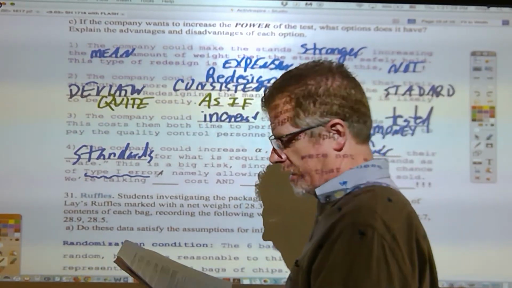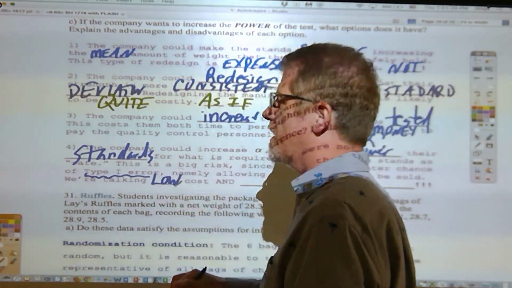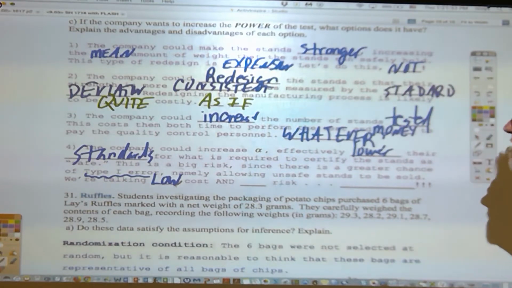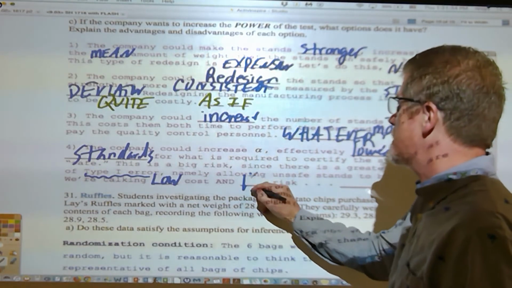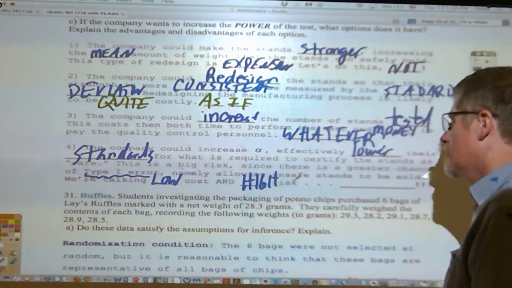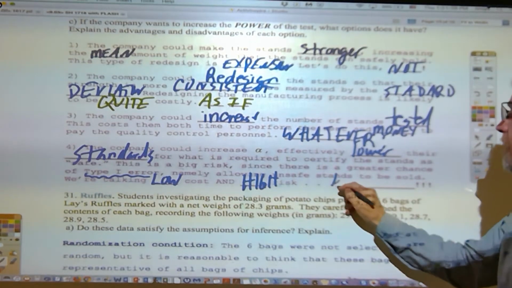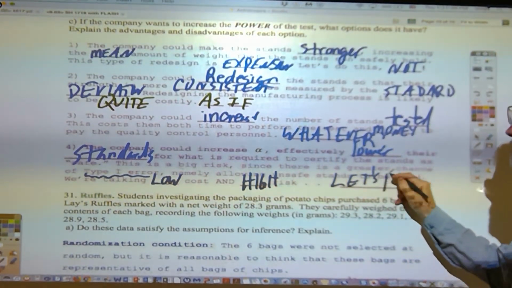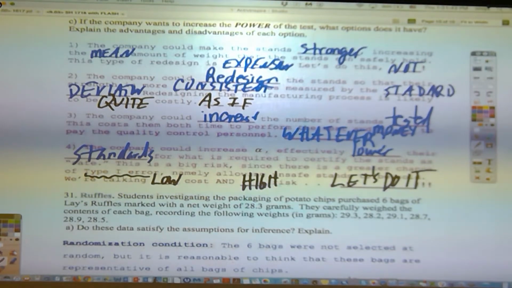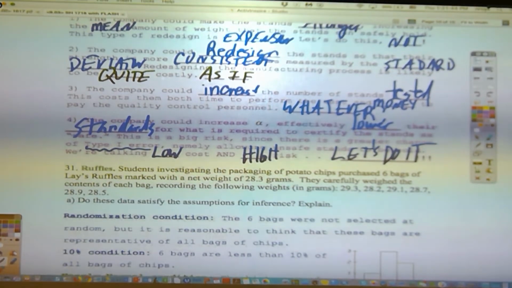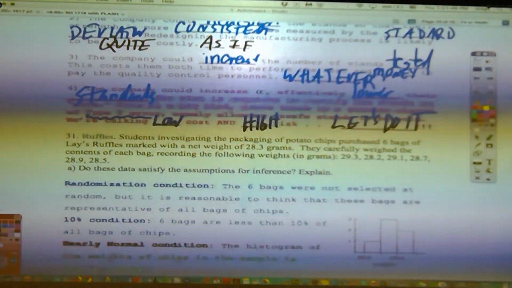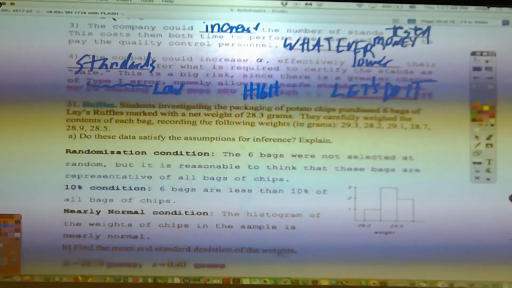We are talking low cost here. All we have to do is change our paperwork. We have lower standards now, and it's high risk for children. Let's do it. Let's lower our standards. That's the easiest way to increase power. However, it's unethical. Just trying to be funny here. That's really not the way to go.